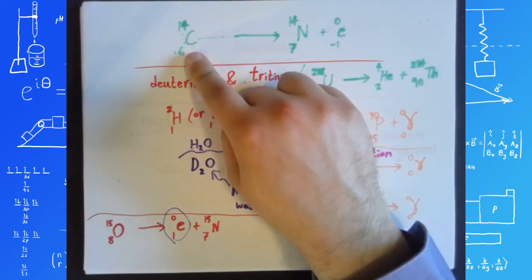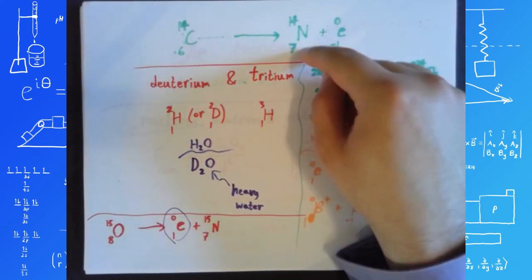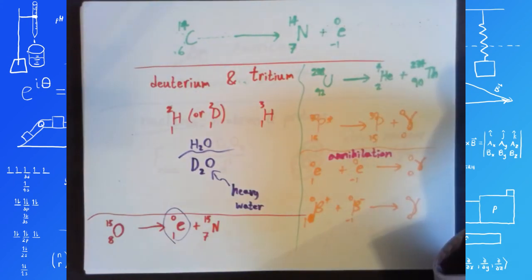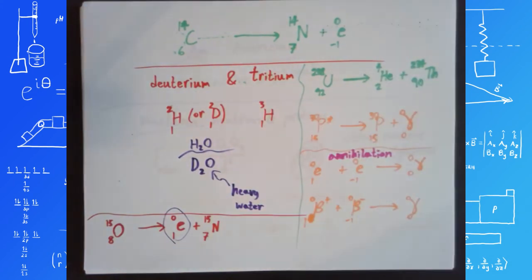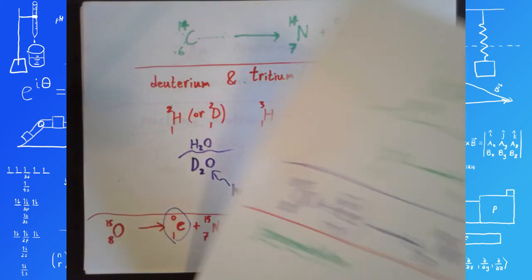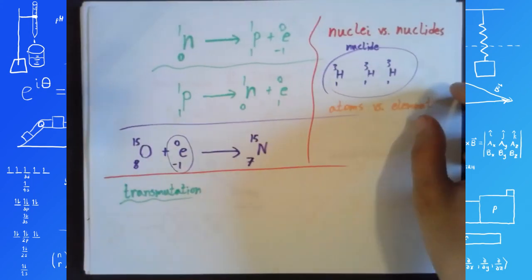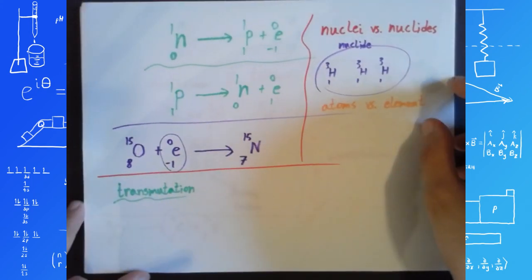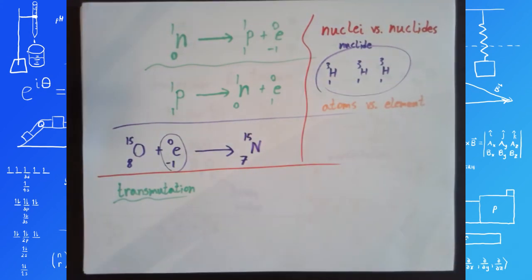So the beta decay of carbon-14 into nitrogen-14, that would also be called a nuclear transmutation, if I'm understanding the definition correctly. If I'm not, then you know the deal. I'll correct myself in a pinned comment.